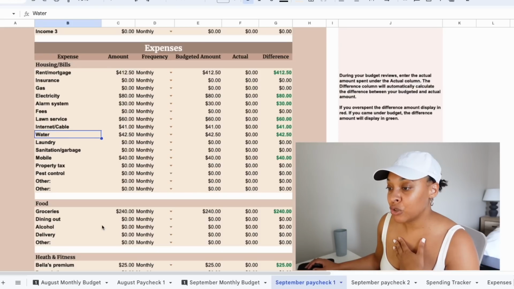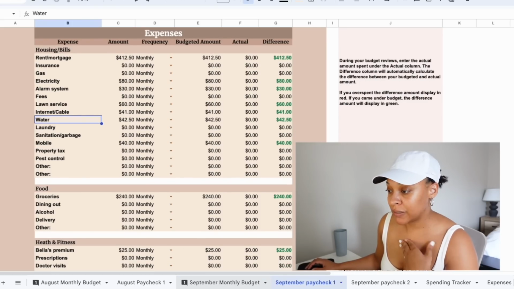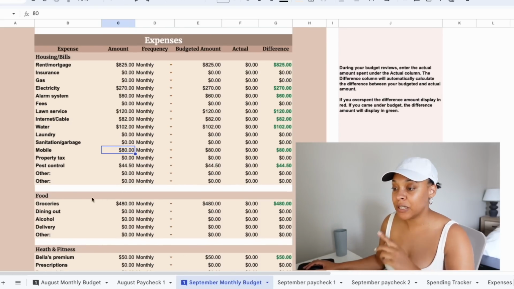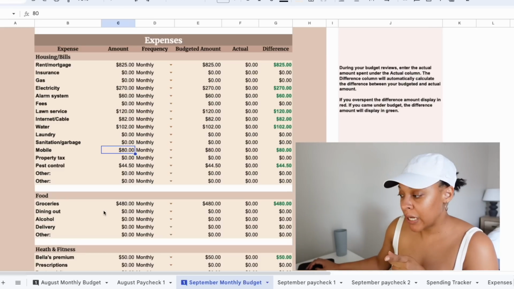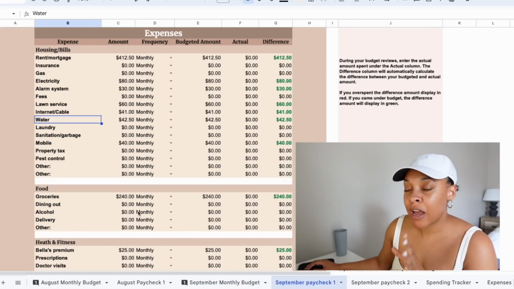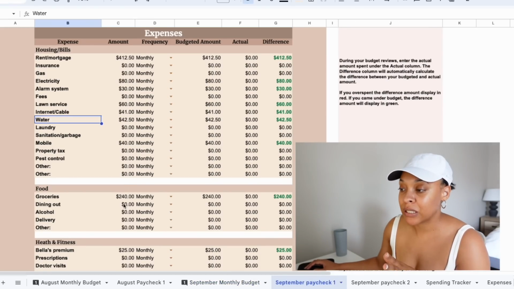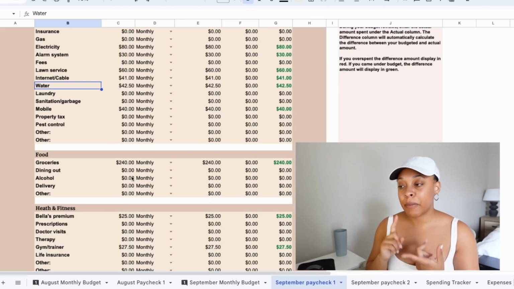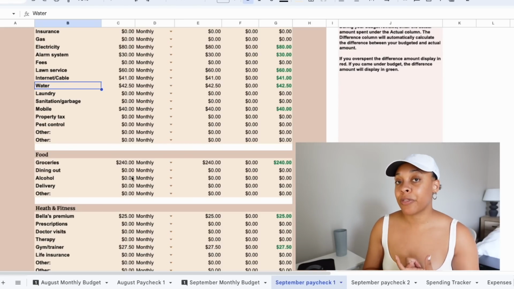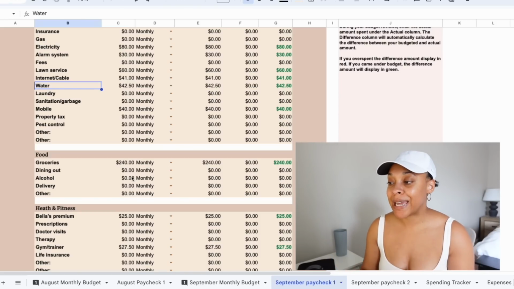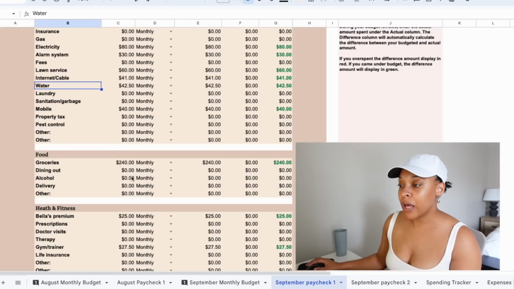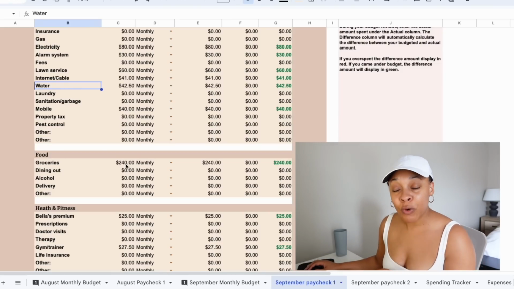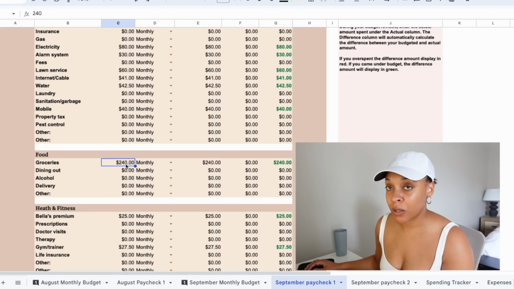When it comes to my groceries, I did budget $480. I typically have $240 that's direct deposited into another account that's separate for my gas and my groceries. So I have a total of $340 put into my gas and groceries account. And that is $240 of that for groceries and $100 for gas.